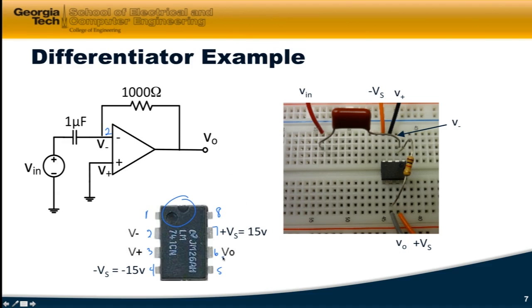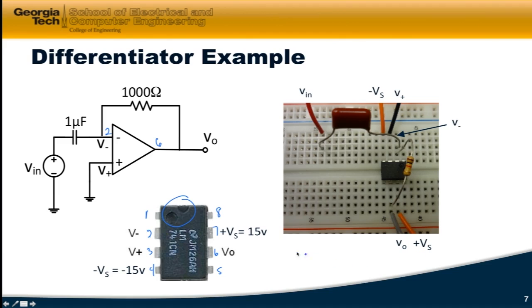V sub 0 is pin 6. I'm going to mark it as a 6 right there. So we should have a resistor going between pin 2 and pin 6. So that's pin 2 there, and then 1, 2, 3, 4, 5, 6. That's pin 6 right there, and that is connected to V0.